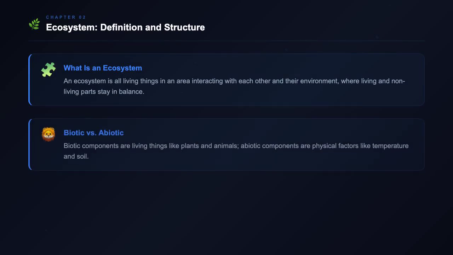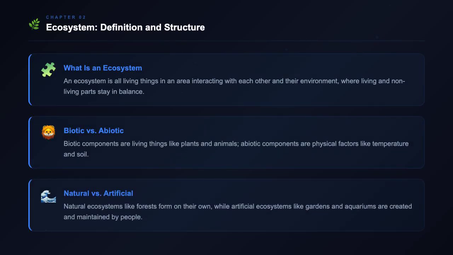An ecosystem is all the living things in an area interacting with each other and their environment. It's a unit where living and non-living parts balance each other. There are two main types of components in an ecosystem: biotic and abiotic. Biotic components are living things like plants, animals, and humans. Abiotic components are physical factors like temperature and soil.